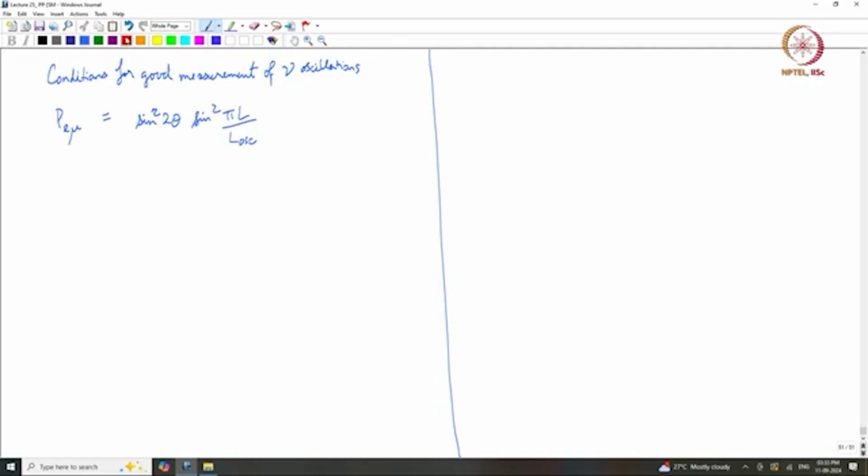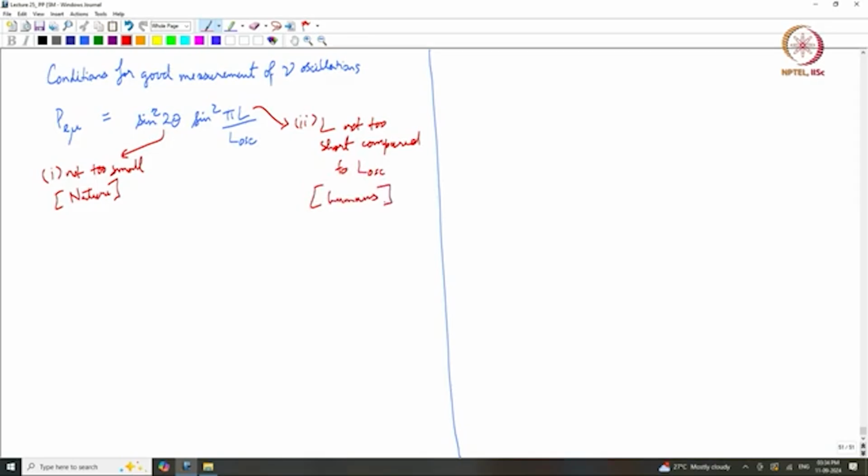Firstly, this should not be too small, provided by nature, and next L should not be too short, right, compared to the oscillation length, and this is fixed by humans, correct.